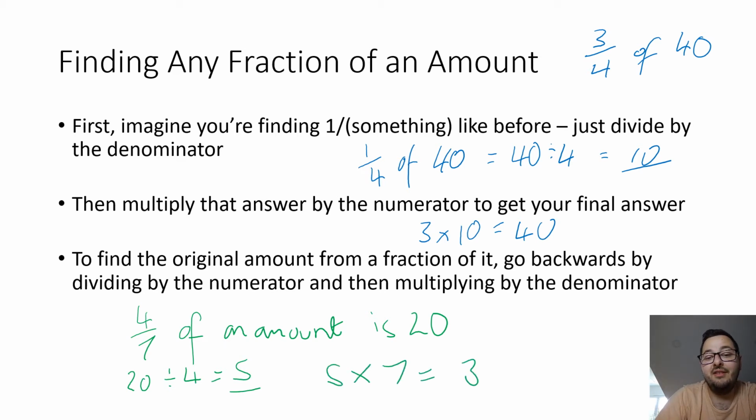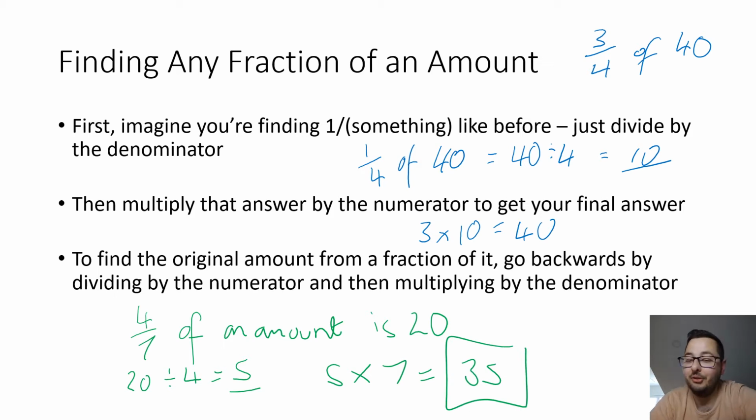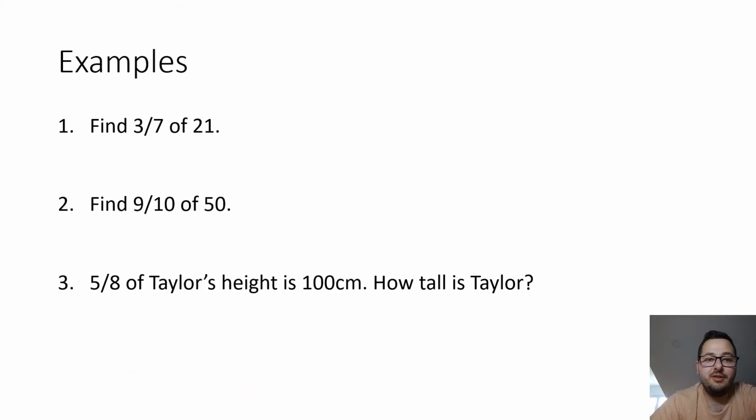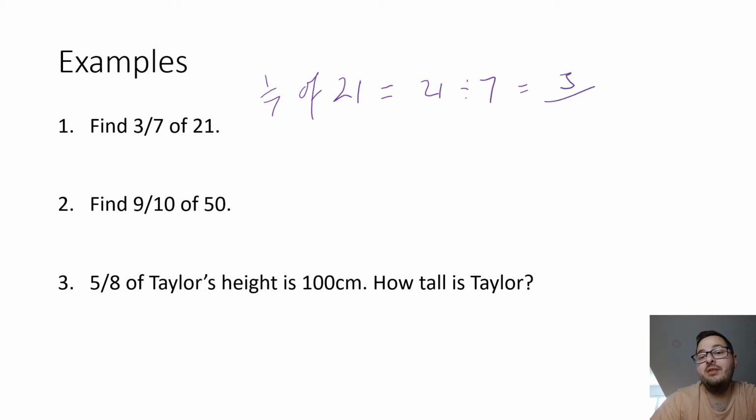5 times 7 is 35, so that's your original amount. Okay, so let's just try a couple of questions. So we want to find 3/7 of 21. So first we want to find 1/7 of 21, which is just 21 divided by 7, which is 3. So 3/7 of 21 is 3 times 3, which is 9.